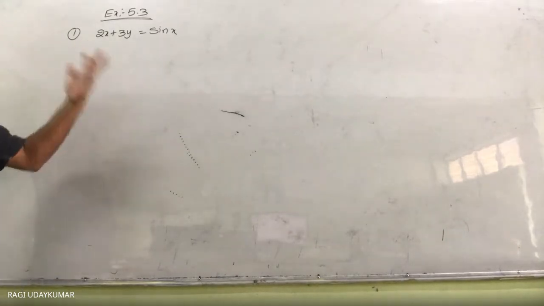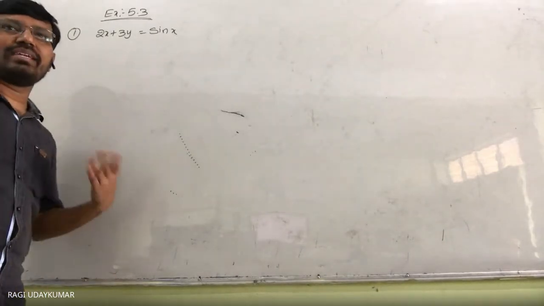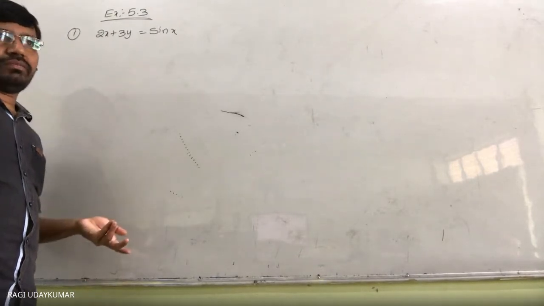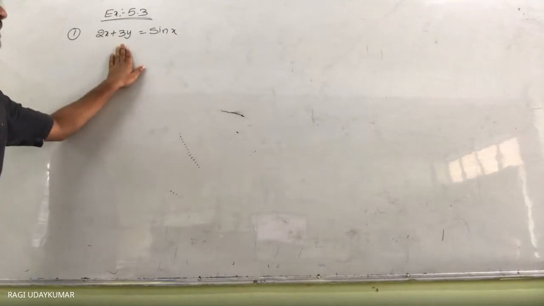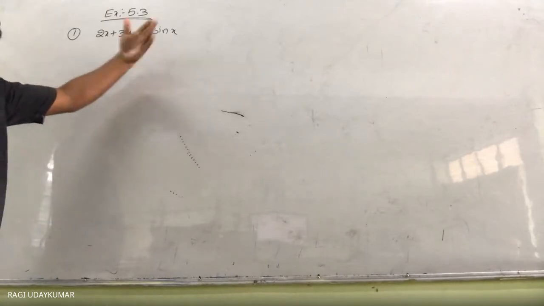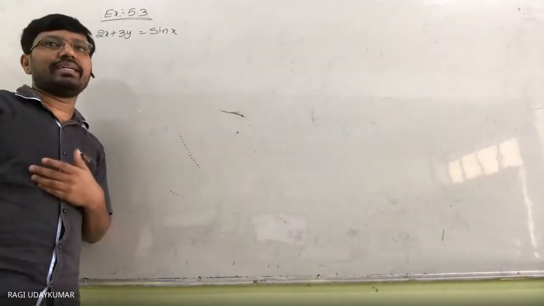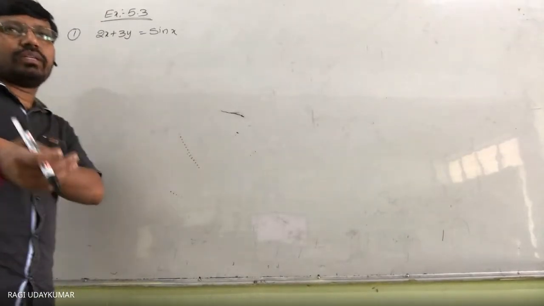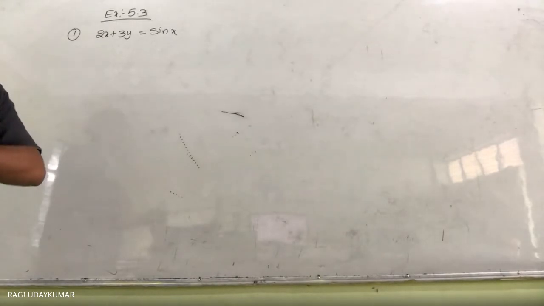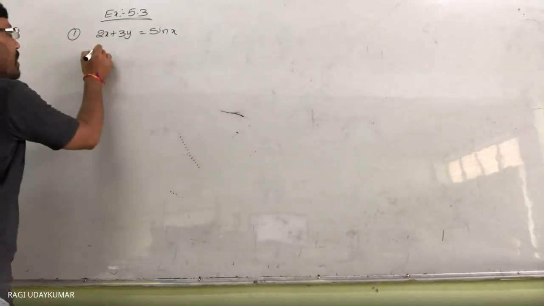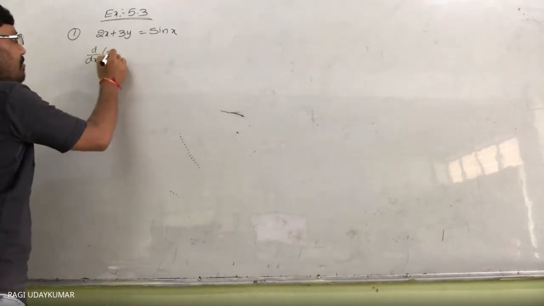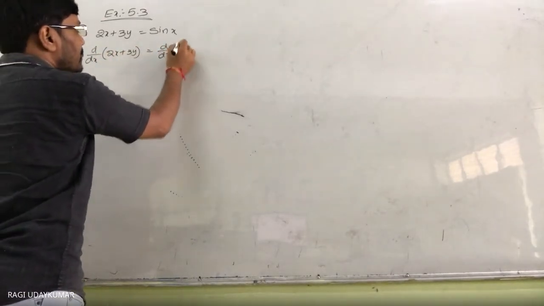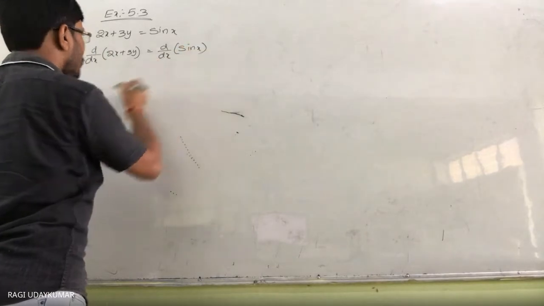Here directly also you can find dy by dx because y is equals to, you can write it. It's not an implicit function, it's an explicit function. Why? Because here y is equals to (sin x minus 2x) by 3, you can write dy by dx directly also. But as this chapter is on implicit functions, if you want to solve it, what you have to do is take d by dx of the left hand side equals d by dx of sin x. So what do you get here?